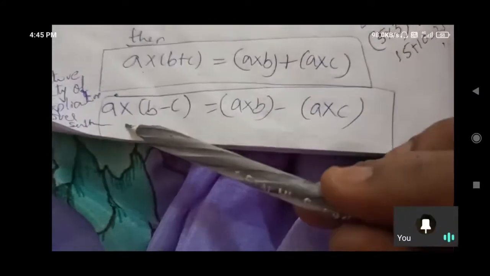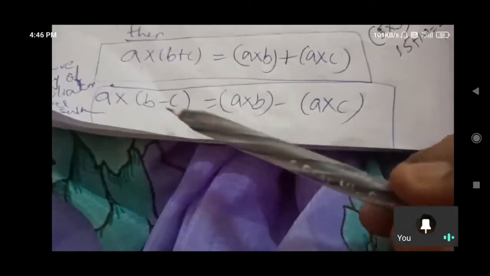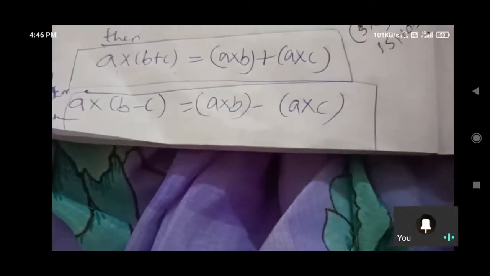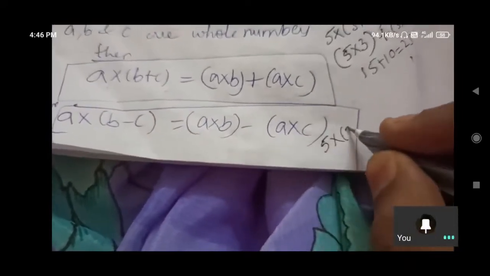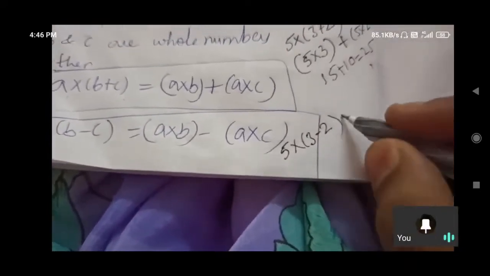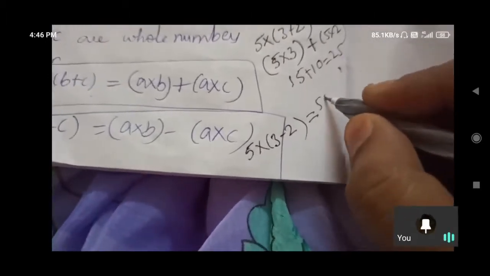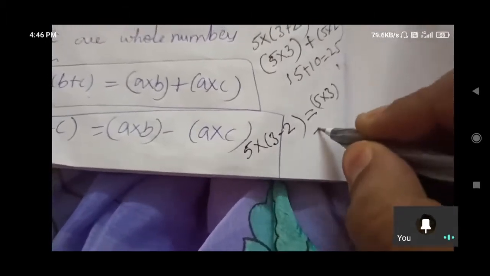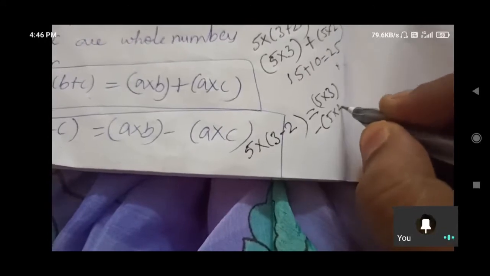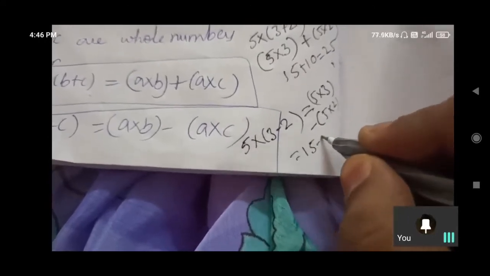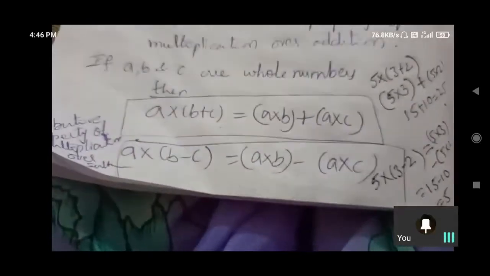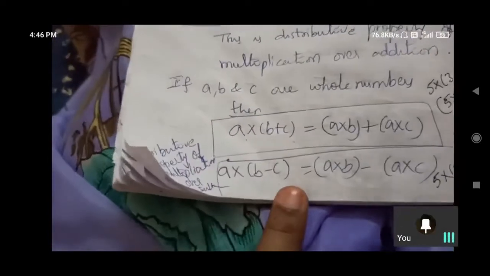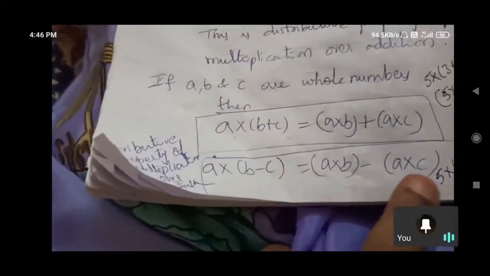And this is the distributive property of multiplication over subtraction. A into B minus C. Here take one example. 5 into 3 minus 2, okay na? Is equal to how much, nana? 5 into 3 minus 5 into 2. What about the answer? 15 minus 10. Answer is equal to 5. Okay, distributive property. A into B minus C is equal to A into B minus A into C.